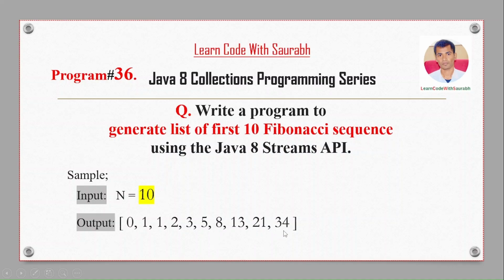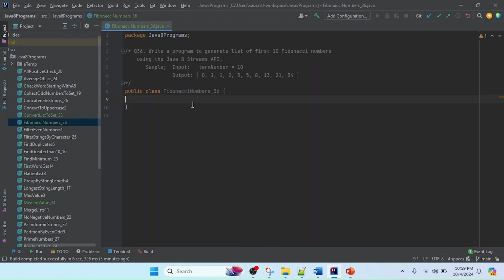Now I am going to create a class where I will implement the logic to find the Fibonacci sequence of the 10 terms. I opened IntelliJ and created a class here, FibonacciNumber, with 36 as the program number. In this program, I just mention the term number 10, and we will get the output of 10 Fibonacci numbers.